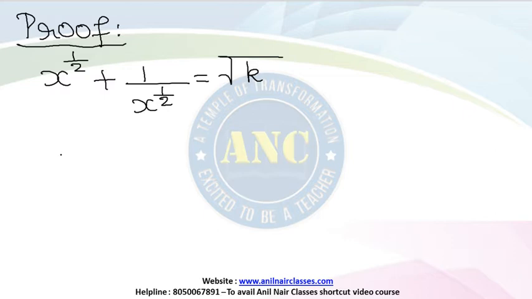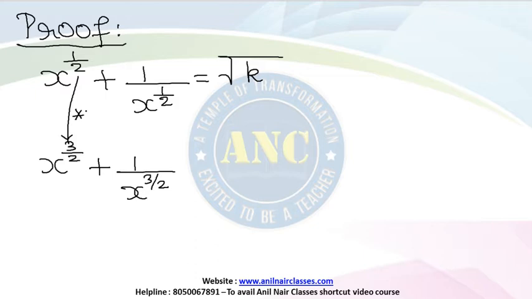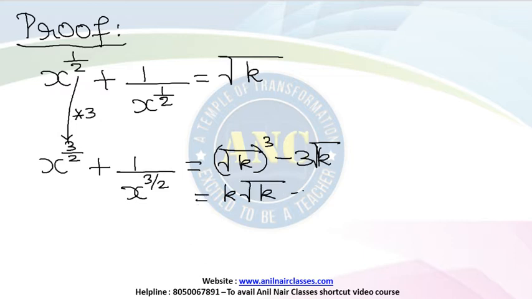One minute, sir. Just a minute, it's not writing. Okay, yes. x power 3 by 2 plus 1 by x power 3 by 2. Now, we know that the power is getting tripled. That means the answer will be of the form right hand side whole cube minus 3 into right hand side. So root k whole cube minus 3 into root k, not 3 into k, 3 into root k. Now this can be written as k into root k minus 3 into root k. If I take root k common, it becomes k minus 3.